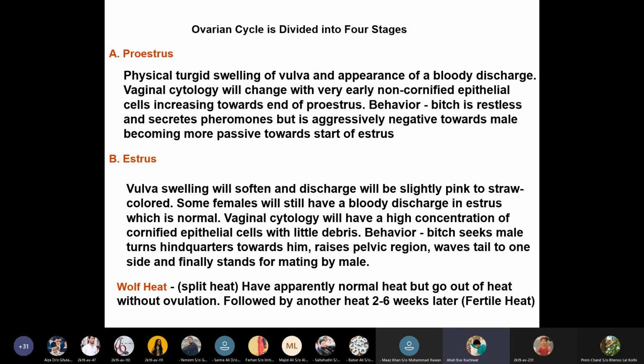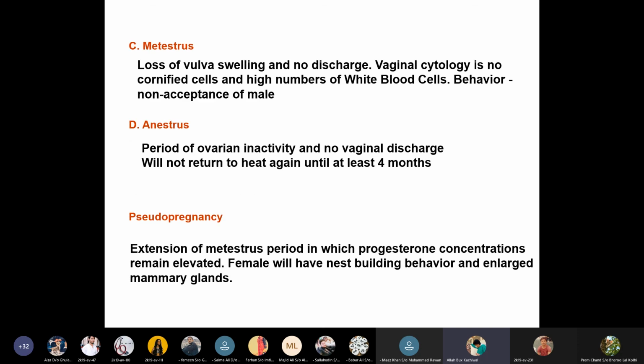Split heat: the bitch has an apparently normal heat but goes out of heat without ovulation, followed by another heat 2 to 6 weeks later, which is known as the fertile heat. Metestrus is a loss of vulva swelling and no discharge. Vaginal cytology shows no cornified cells and a high number of white blood cells, and the behavior is non-acceptance of the male.